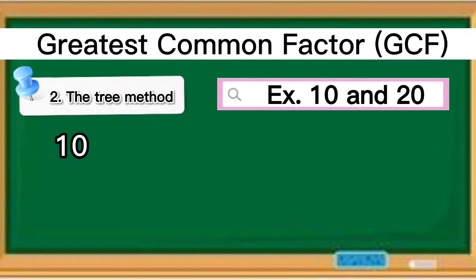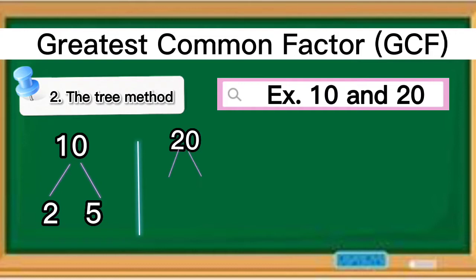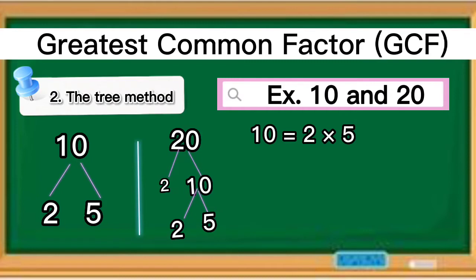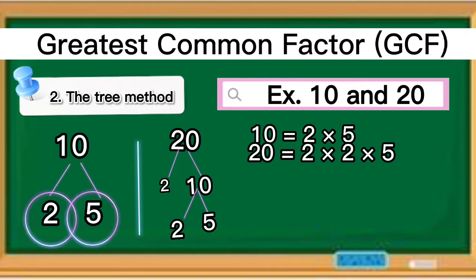10 can be factored by 2 and 5. 20 can be factored by 2 and 10. And 10 can still be factored by 2 and 5. Again, the factors of 10 are 2 times 5, and 20 is 2 times 2 times 5.